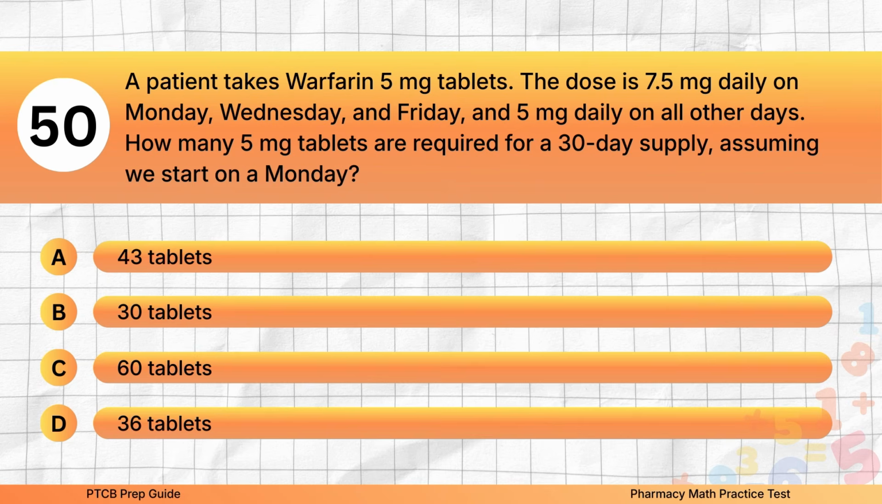Finally, question 50. A patient takes warfarin 5 milligram tablets. The dose is 7.5 milligrams daily on Monday, Wednesday, and Friday, and 5 milligrams daily on all other days. How many 5 milligram tablets are required for a 30-day supply, assuming we start on a Monday? A, 43 tablets, B, 30 tablets, C, 60 tablets, or D, 36 tablets. Pause the video and map out the schedule.